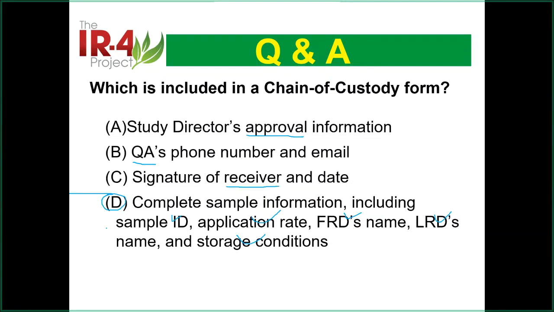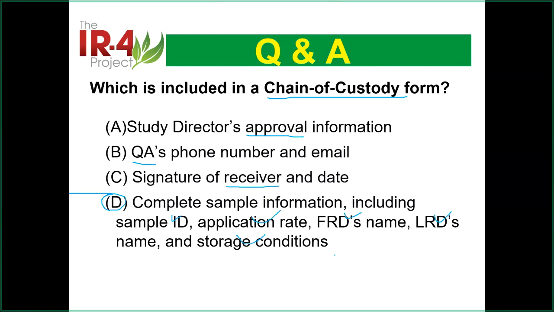Well, you probably receive samples like this already in your lab. Let's say this is a non-IR4, non-GLP, your ISO or any lab. Do you think you will get all the information you need to require in the chain of custody form based on what we say here, the study director, the QA, or the signature, or the sample information? Any other questions? Any other answers?